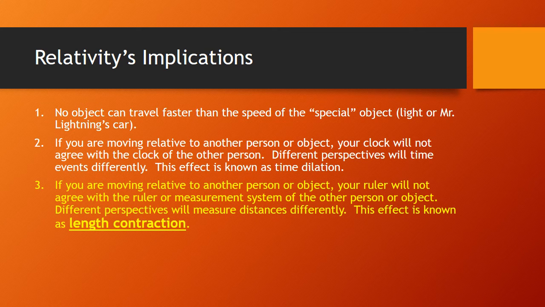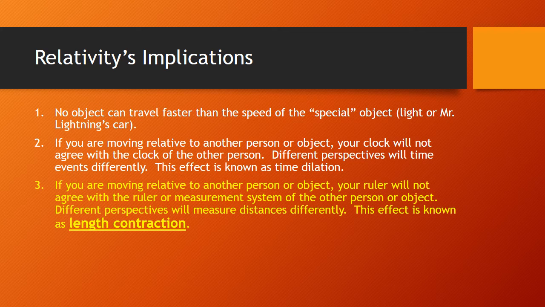And the third implication is that if you're moving relative to another person or object, your ruler will not agree with the ruler or measurement system of the other person or object. Different perspectives will measure distances differently, an effect known as length contraction.